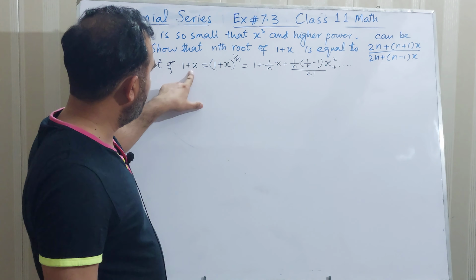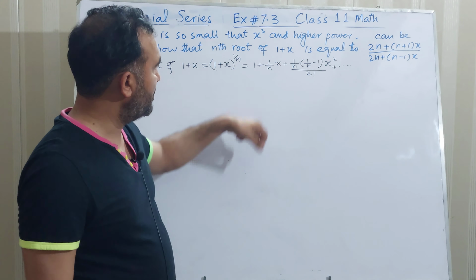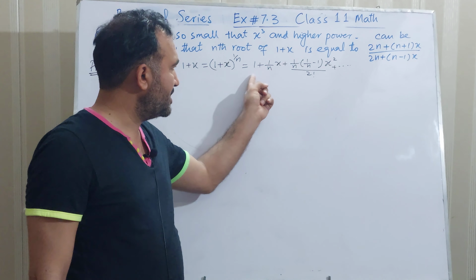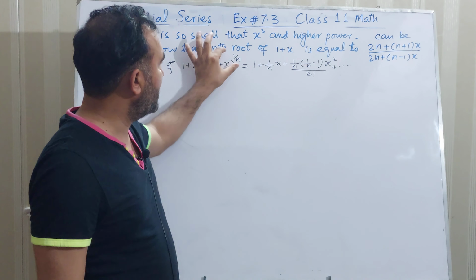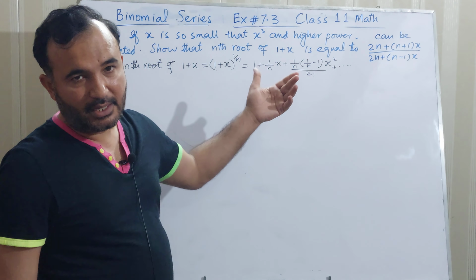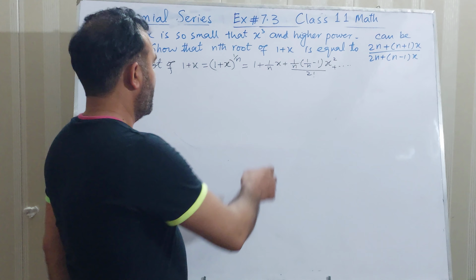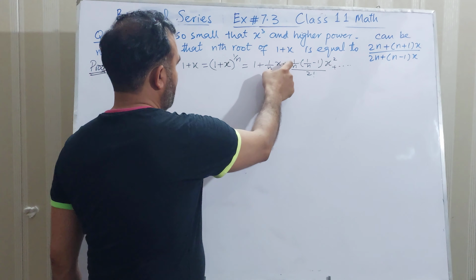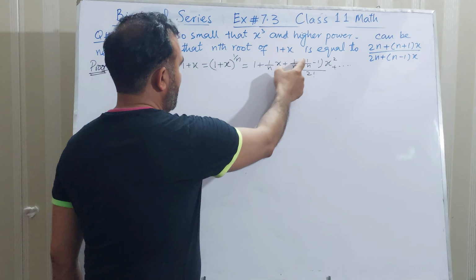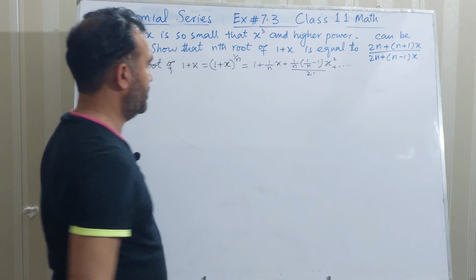The nth root of 1 plus x is basically (1 plus x) to the power 1 over n, and if we expand this through the binomial series, it is equal to 1 plus nx plus n minus 1, if we take the power as n in the general term. So 1 plus, where the power n is basically 1 over n, so 1 over n times (1 over n minus 1) x squared divided by 2 factorial.